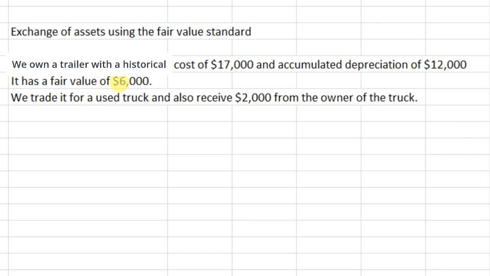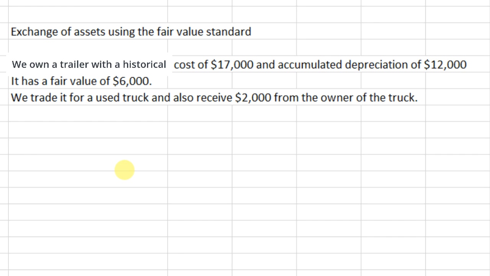Now, our asset has a fair value of $6,000. And the way this works is the standard says first we would value this transaction based on the fair value of what we give up. So we're giving up our trailer, we have a fair value for it, it's $6,000. So we're going to base our transaction and our calculations on this fair value. Now there is again an exception to that, which is if the asset you're receiving has a more readily determinable fair value, then we can use the fair value of the asset we're receiving.